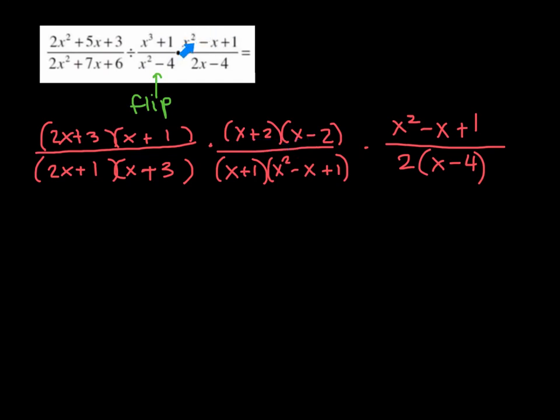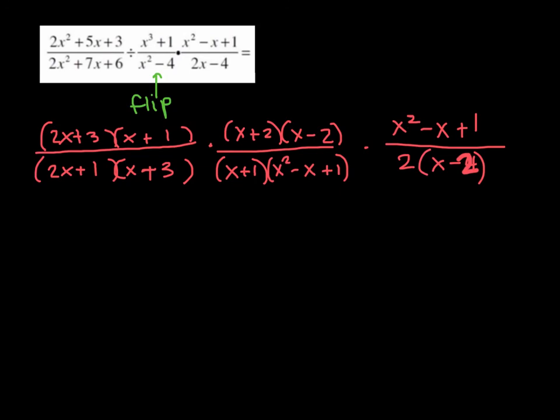This very last rational fraction, which has a quadratic in the numerator, linear in the denominator, this actually does not factor, and this will take out a GCF of 2. And I did that wrong, didn't I? So this should actually be a 2 right in here. Okay, so check your work.